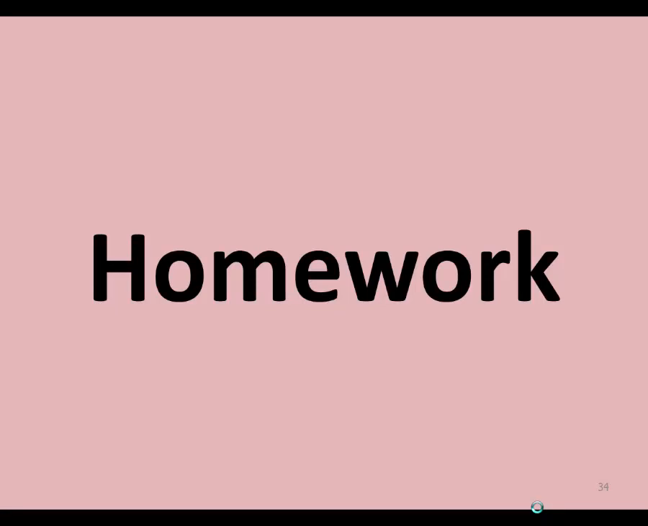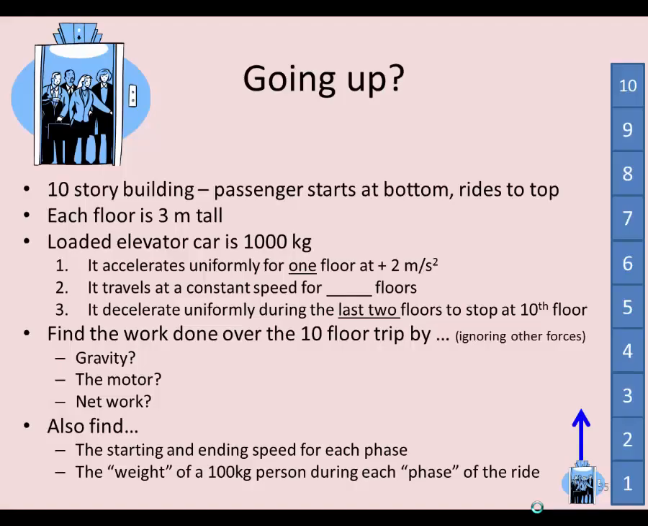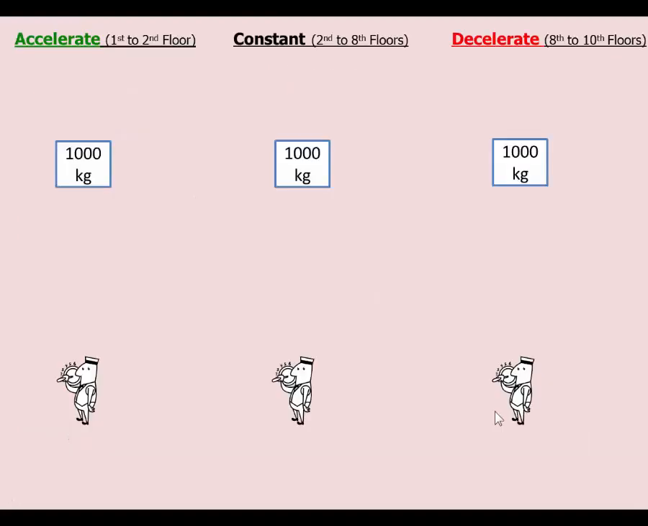The second homework related to this concept of work and the work-kinetic energy principle is to look at this problem. You have an elevator that's going up from the first floor to the 10th floor, and it has to make a couple stops along the way. Please read this carefully and work through it. After you answer some questions to help straighten out what's going on, I'm going to ask you to draw a free body diagram for the elevator in each case. You'll need that to do your work calculations.